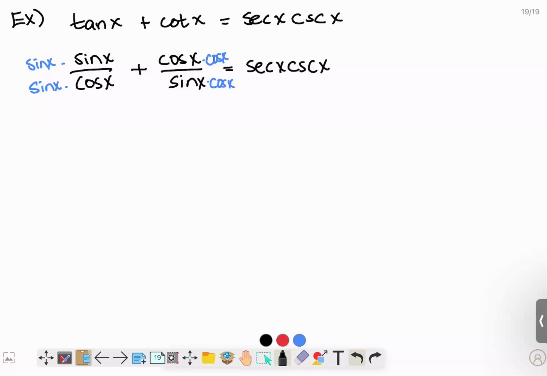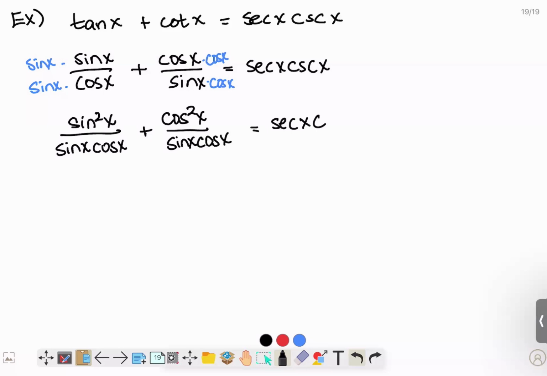So first fraction, in the numerator, sine times sine gives me sine squared. The denominator is sine x times cosine x. In the second fraction, cosine times cosine is cosine squared. Denominator is sine x times cosine x. So now denominators are the same. I can add them together. So adding them, I get sine squared plus cosine squared. We know what that's going to be. Keep the same denominator.